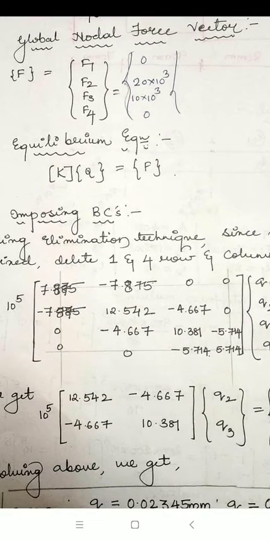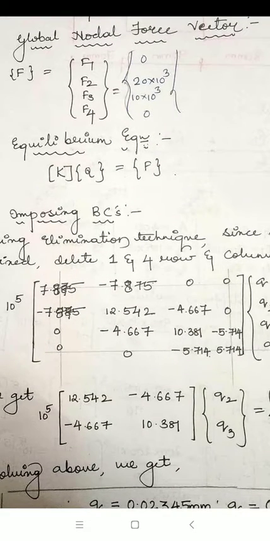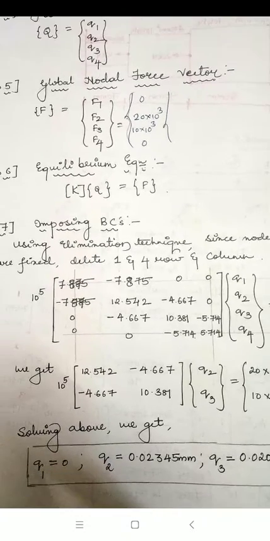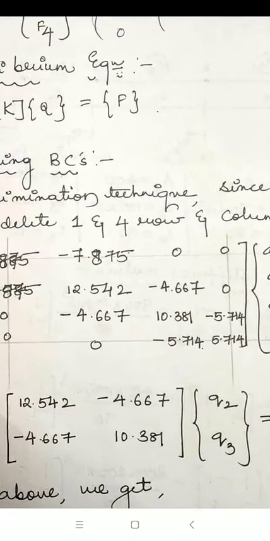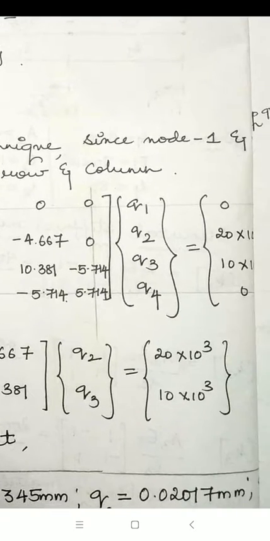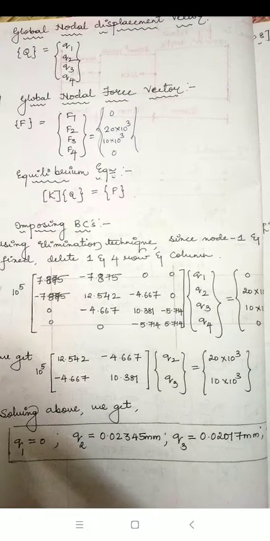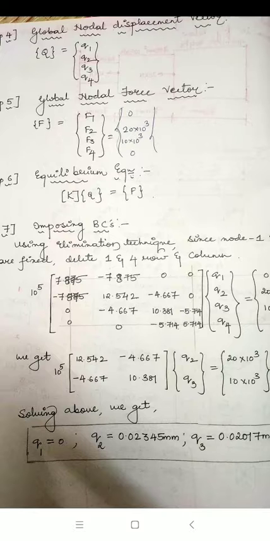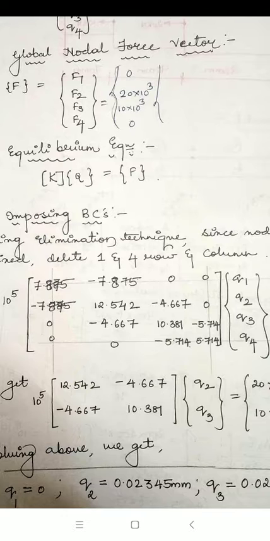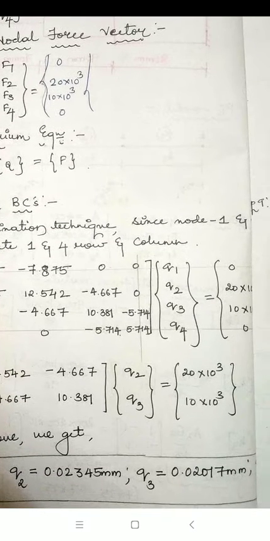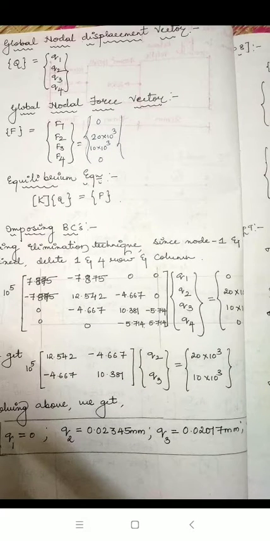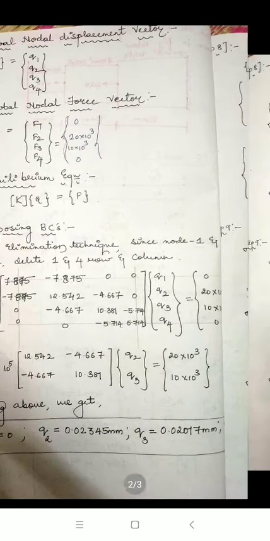Here I have eliminated column 1, row 1 and column 4, row 4. After eliminating, write down the remaining values. This matrix I will write in the form of equations and solve those equations. We will get the values of Q2 and Q3. Q2 I am getting as 0.02345, Q3 as 0.02017 millimeters, and Q1, Q4 we know both are 0.